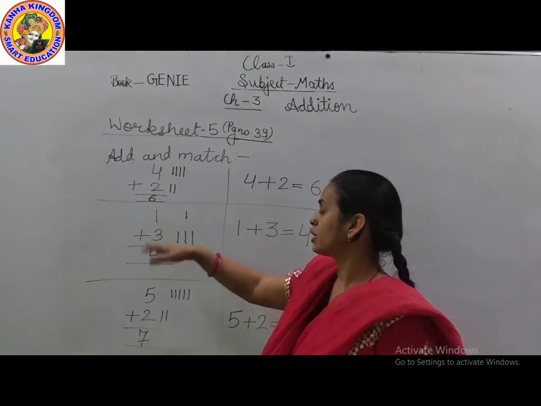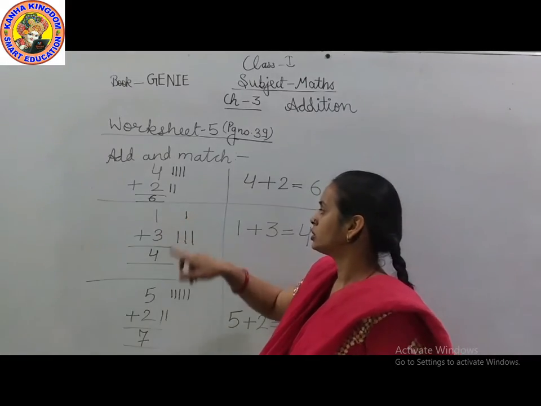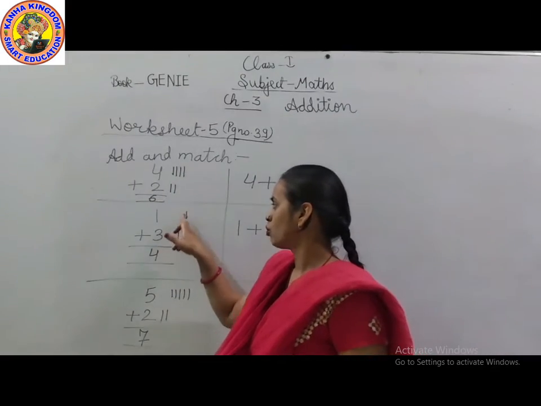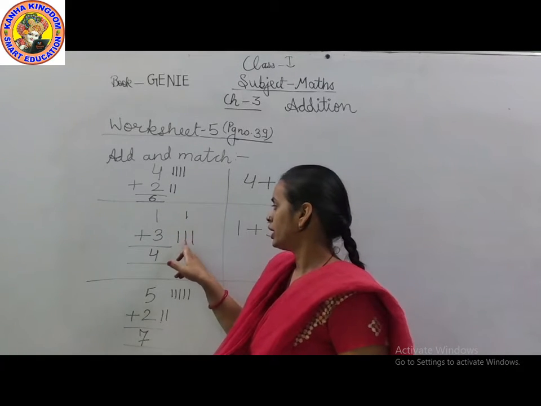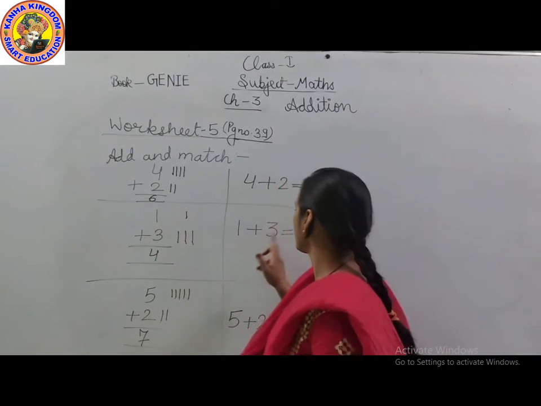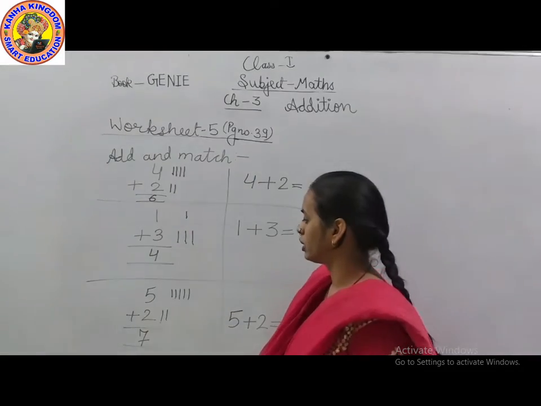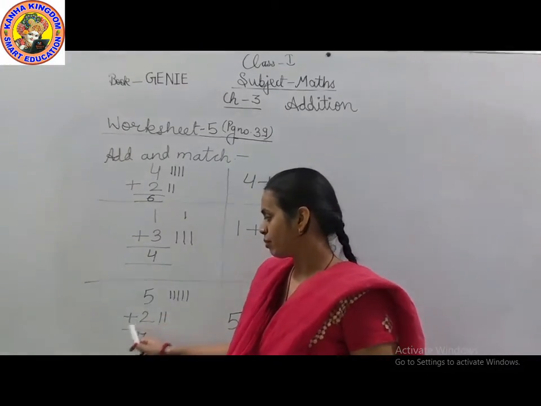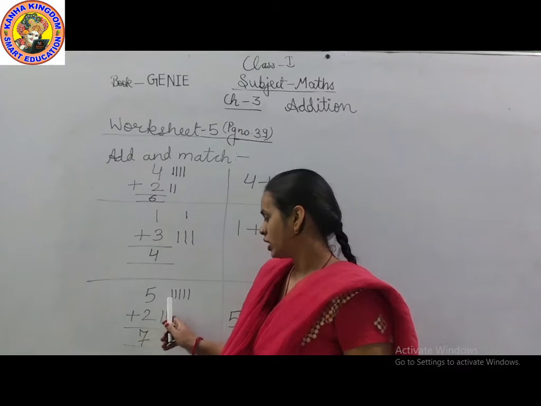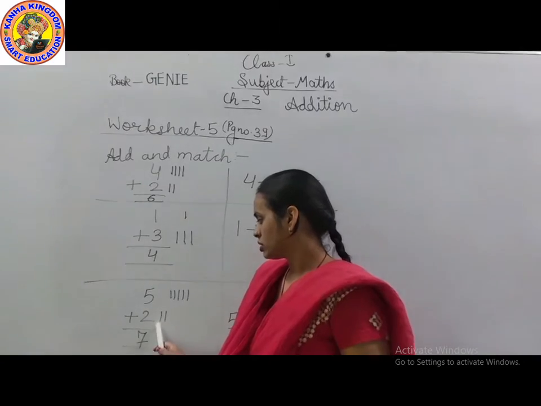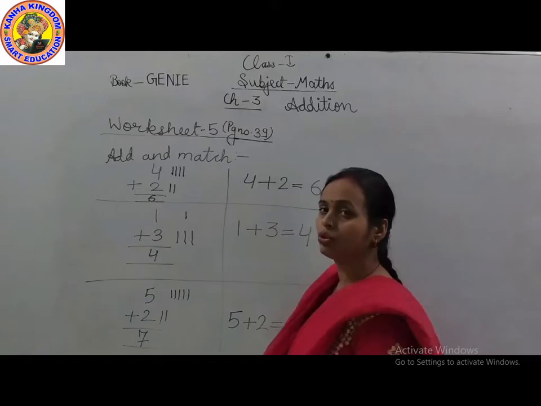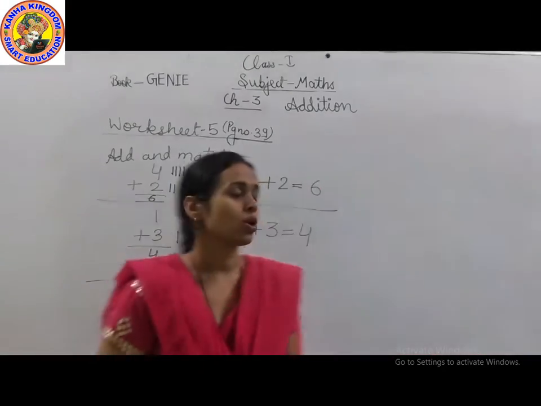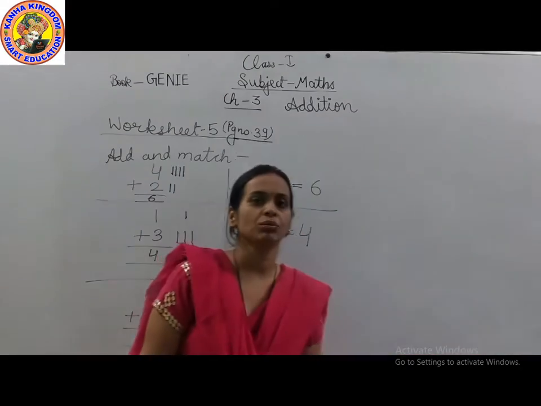Now second question is 1 plus 3. So 1 plus 3. 1, 2, 3, 4. So 1 plus 3 equals to 4. Now next is 5 plus 2. So 1, 2, 3, 4, 5, 6, 7. So 5 plus 2 equals to 7. Rest all the questions do in your Genie book.